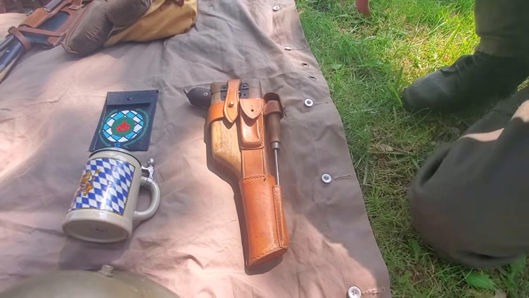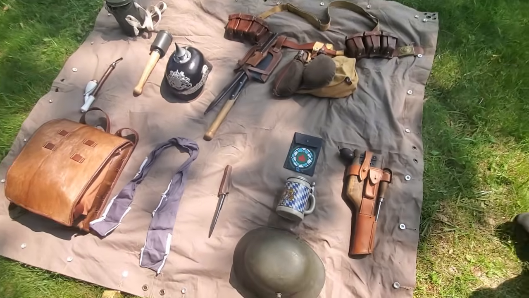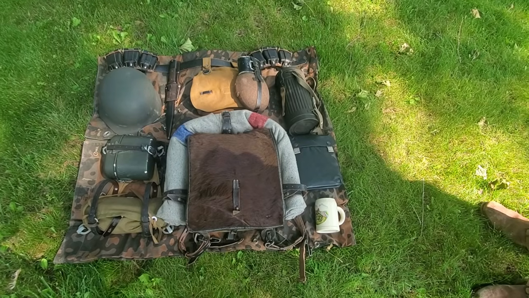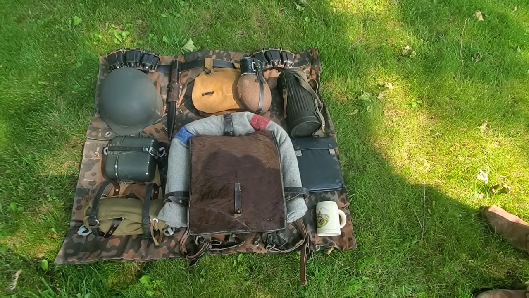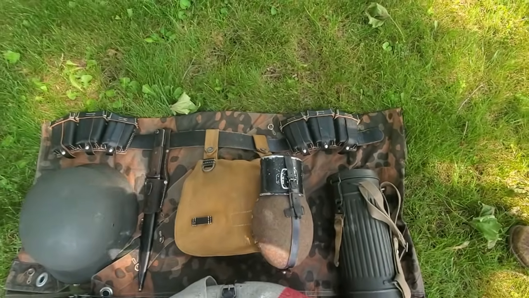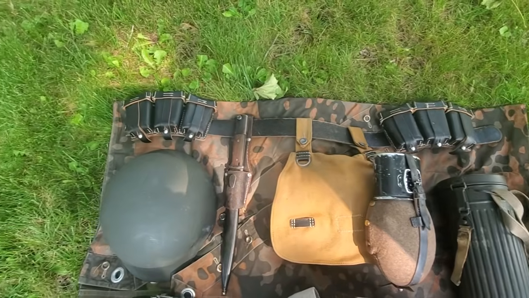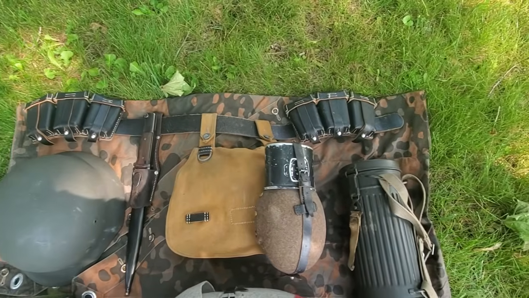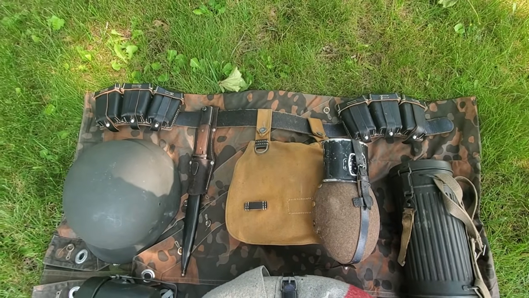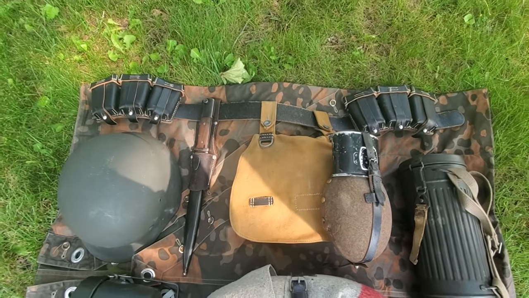Very good. Now, with that out of the way, we're going to move over to the World War II German kit. And now here we have the layout of the basic kit for the World War II German soldier. So, starting at the top here, again, the basic layout of the equipment that would have been worn on the belts. You have your ammo pouches in black, similar to the ones that they would have had in World War I, except just a different color.